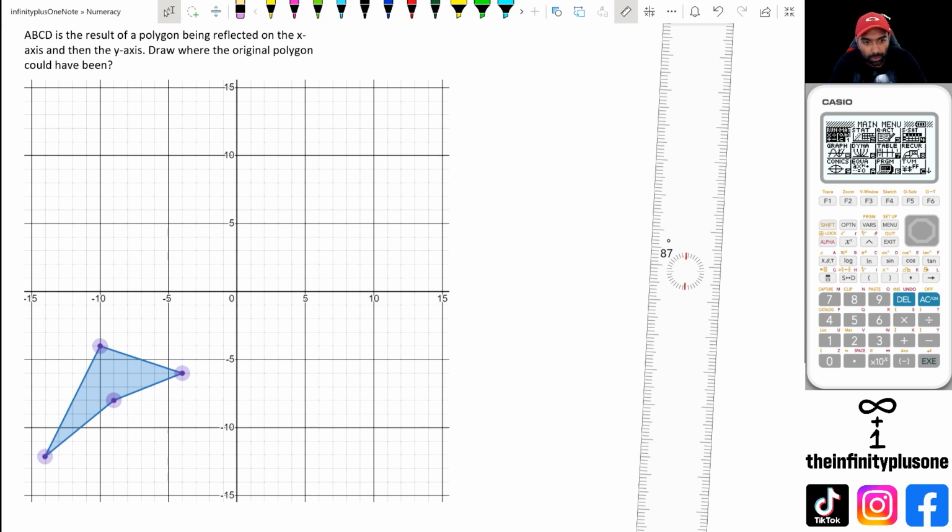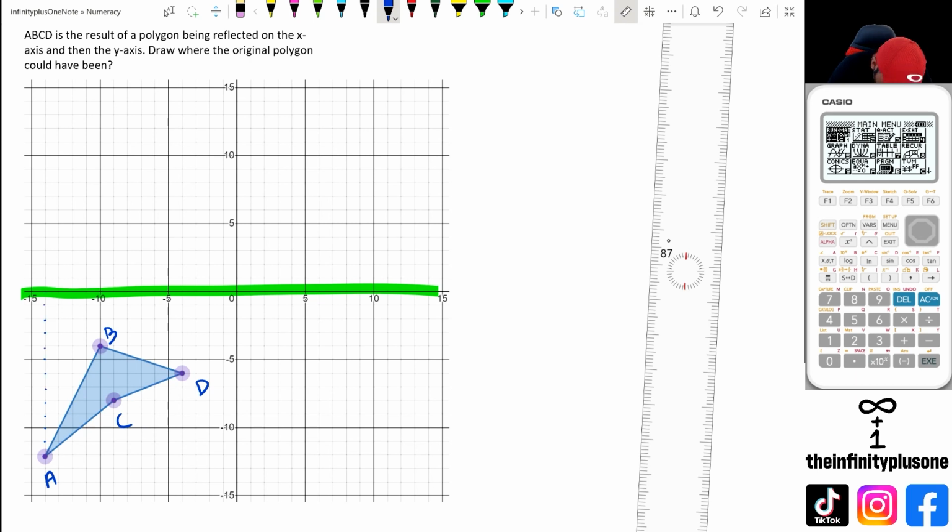All right, so what I'm going to do in this case is reflect on the x-axis first. So that's where my x-axis is. I'm going to put some letters for this. I'm going to call this A, B, C, and D. Now this time I'm just going to count the squares. So if you look at it, A is 1, 2, 3, 4, 5, 6, 7, 8, 9, 10, 11, 12 away, which means when I reflect it, that's going to be 12 away as well.